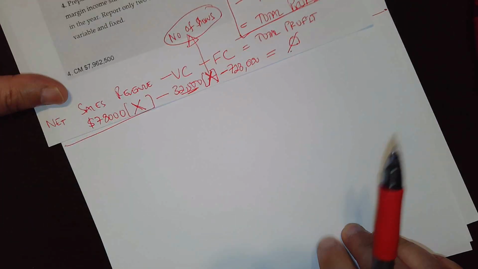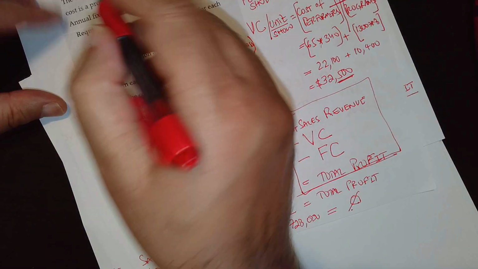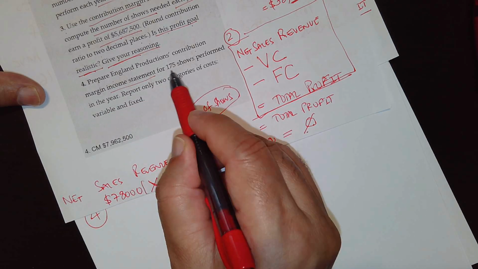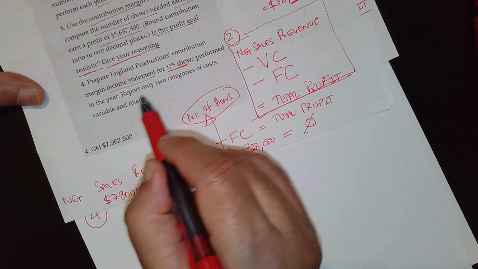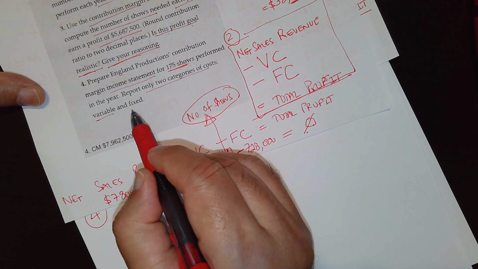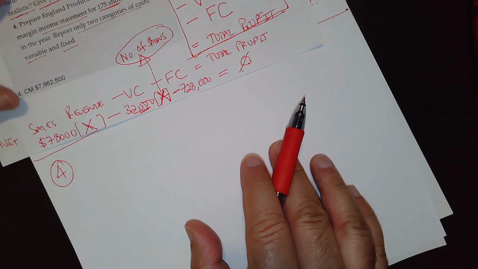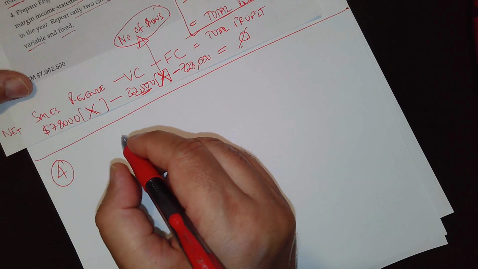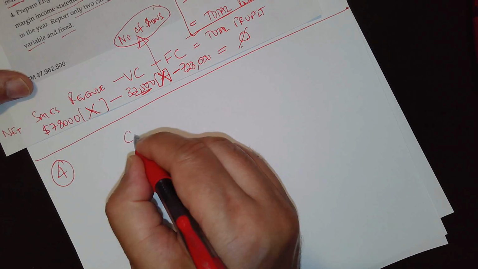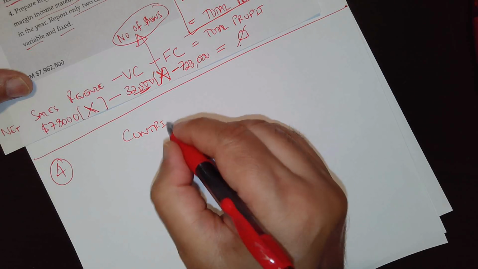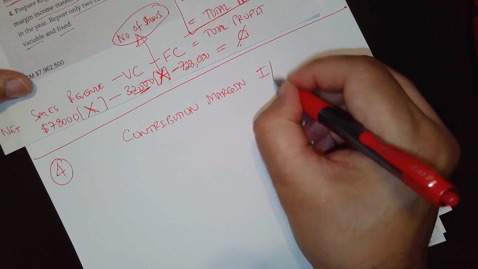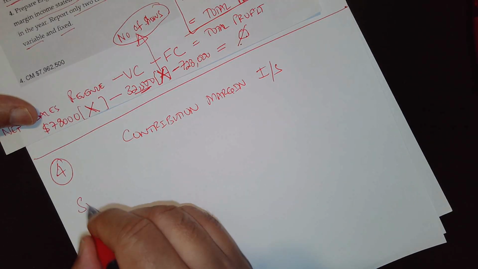5,687,500. Okay. Now, number 4 is asking you to prepare England Productions' contribution margin income statement for 175 shows performed in the year. Report only 2 categories of cost, variable and fixed. All right. So I'm going to write this down: contribution margin income statement, and then we have sales revenue.